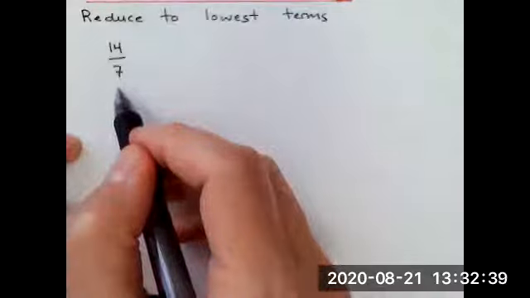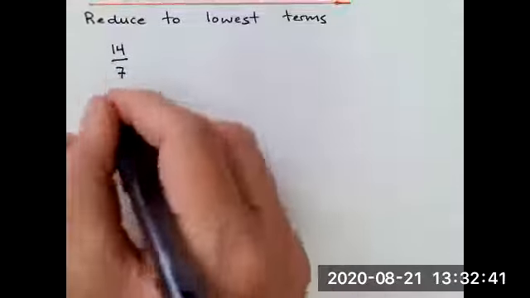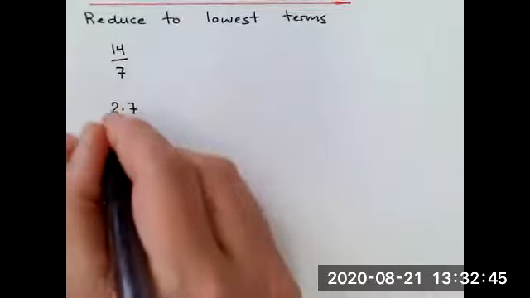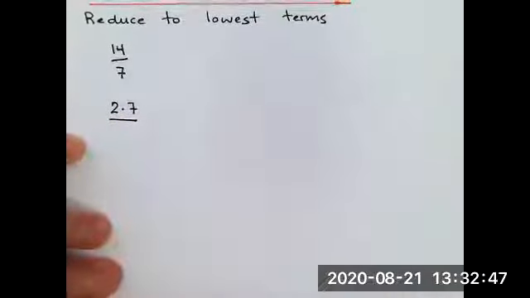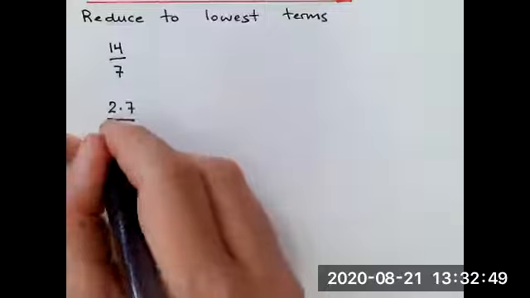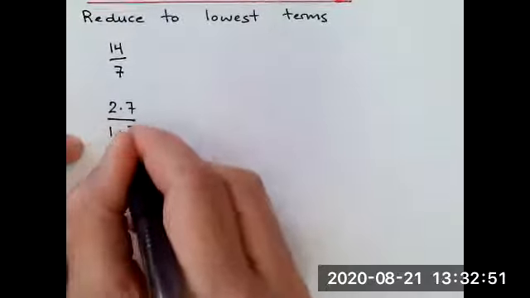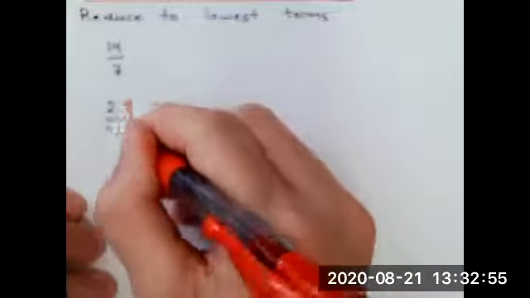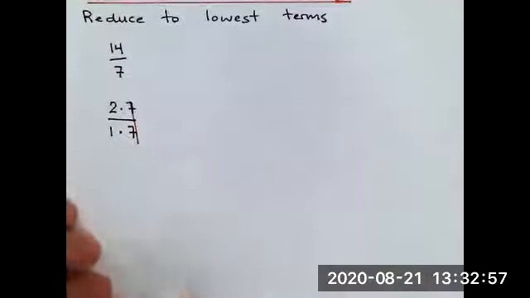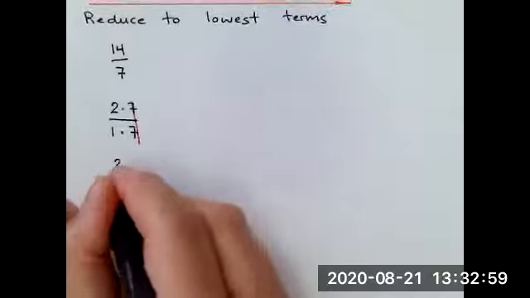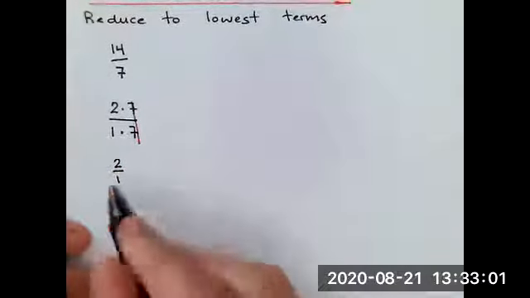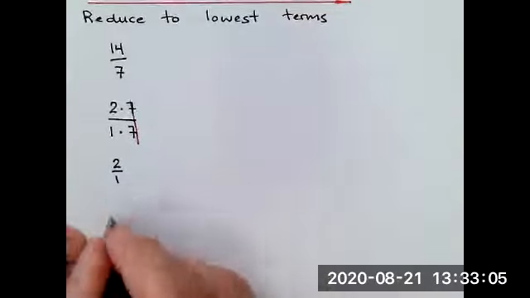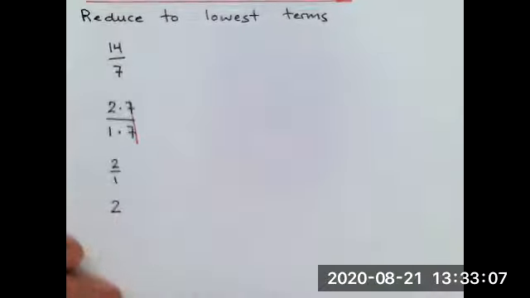All right, we have 14 over 7. 14 is 2 times 7, and 7 is a prime, but you could write it as 1 times 7. 7 over 7 is equal to 1. So we're left with 2 over 1. And remember, that's the same thing as 2 divided by 1, which is 2.